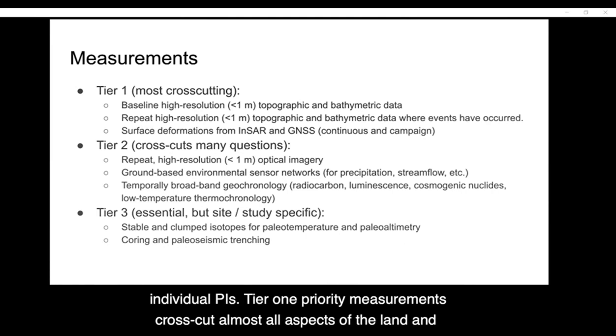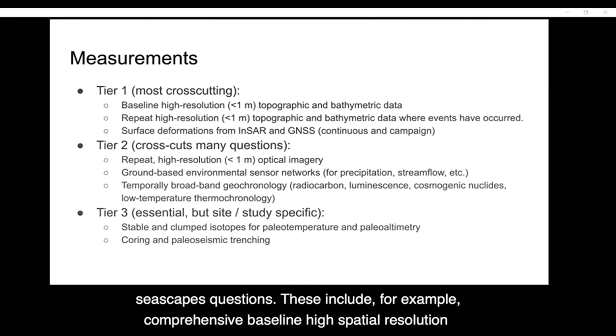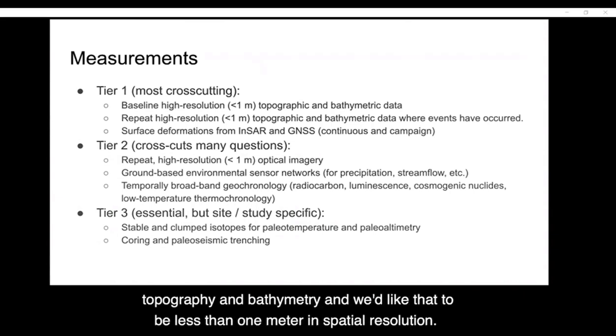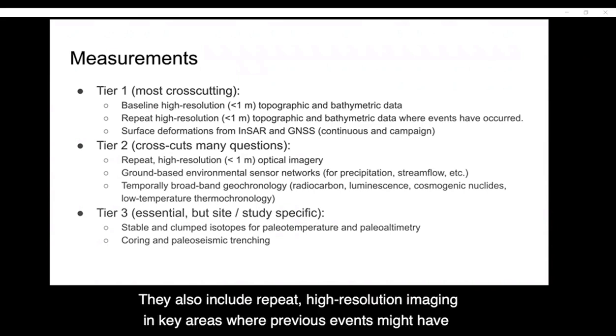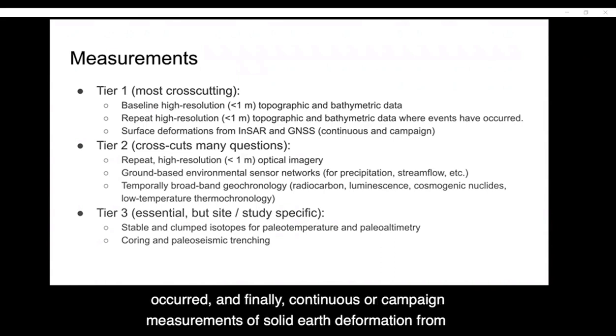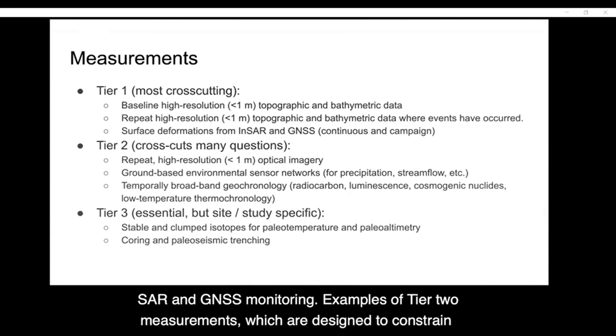Tier 1 priority measurements cross-cut almost all aspects of the land and seascapes question. These include, for example, comprehensive baseline high spatial resolution topography and bathymetry, and we'd like that to be less than 1 meter in spatial resolution. They also include repeat high resolution imaging in key areas where previous events might have occurred. And finally, continuous or campaign measurements of solid earth deformation from SAR and GNSS monitoring.